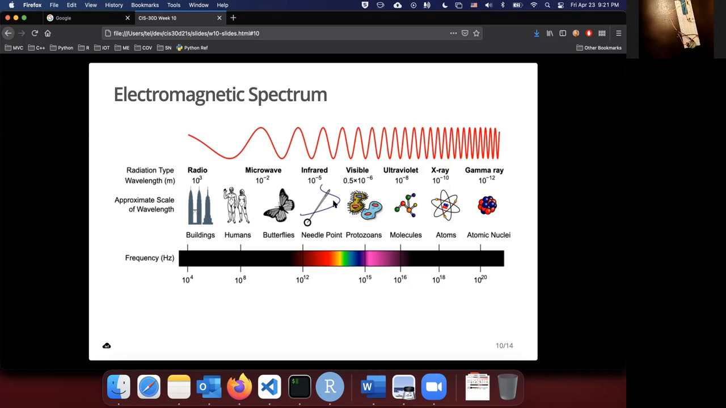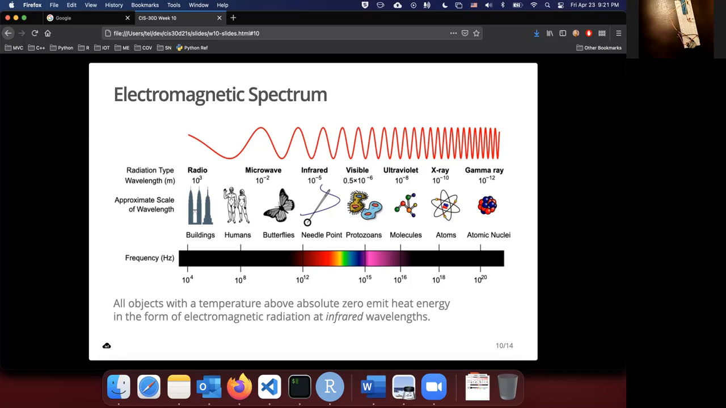Now, the infrared has an interesting property. Any object that has a temperature above absolute zero, essentially any object that has some kind of temperature, will emit heat energy in the form of electromagnetic radiation at the infrared wavelength. This is a very nice property. That's how the sensor is able to detect objects, because the objects emit the infrared wavelength.